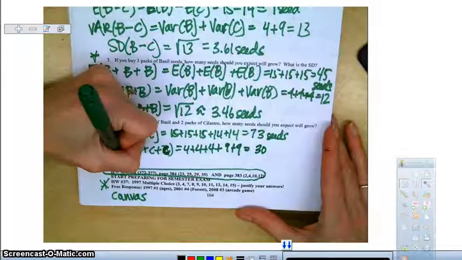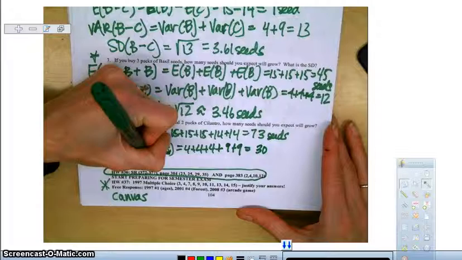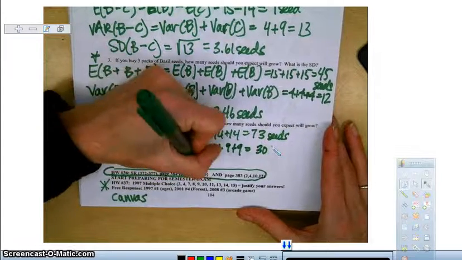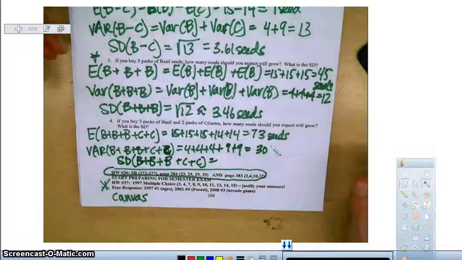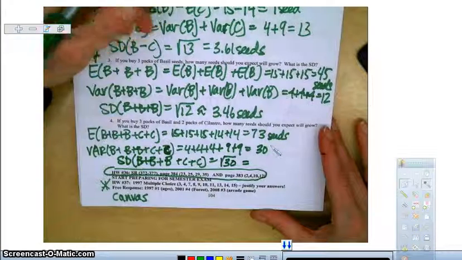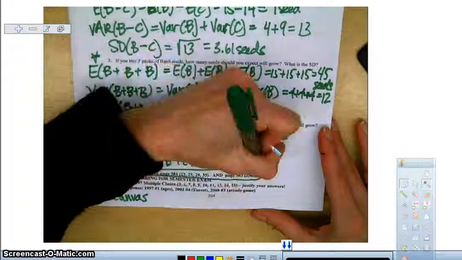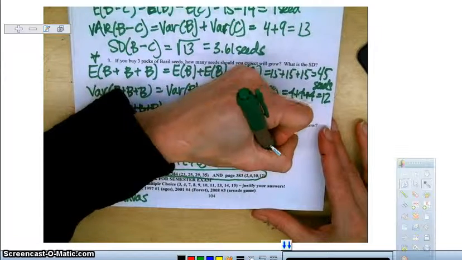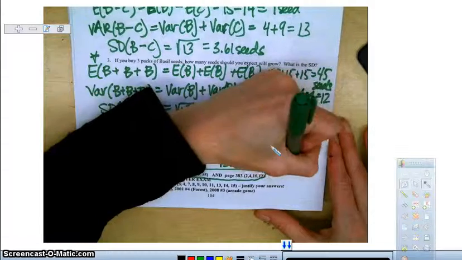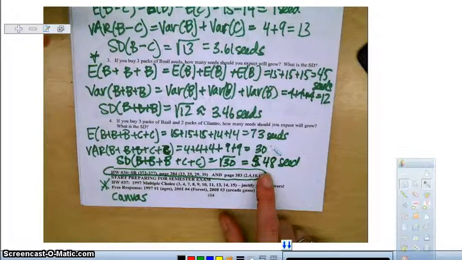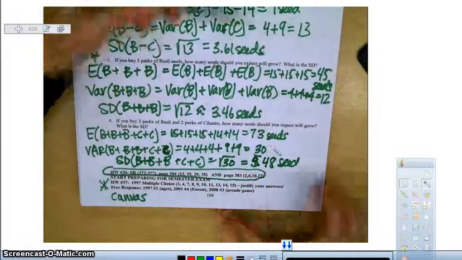So what's the standard deviation of basil plus basil plus basil plus cilantro plus cilantro? What do you do to 30? Square root it. And that is equal to 5.48 seeds. So do you see how that created more variability by adding those two? Because this standard deviation is higher than this one.